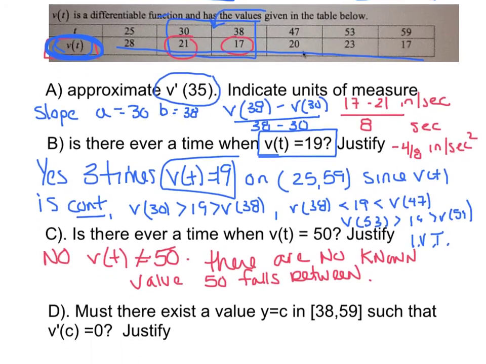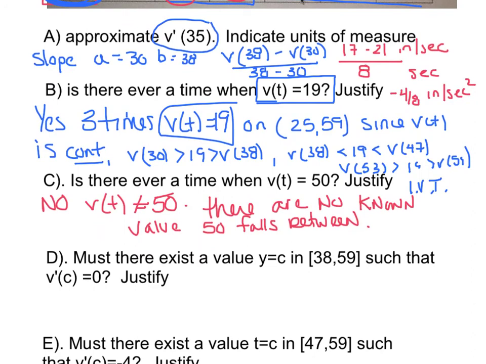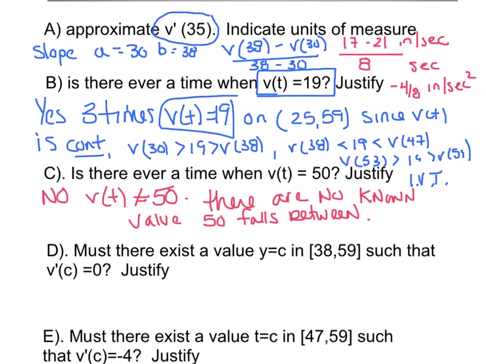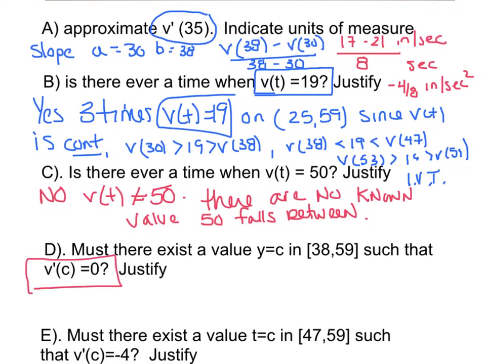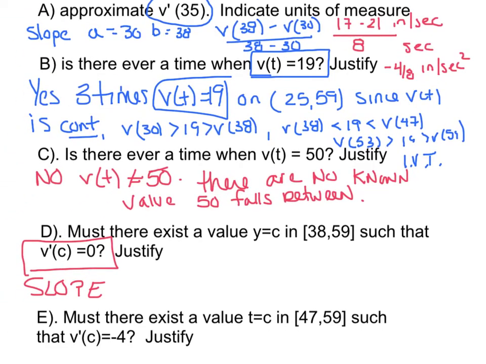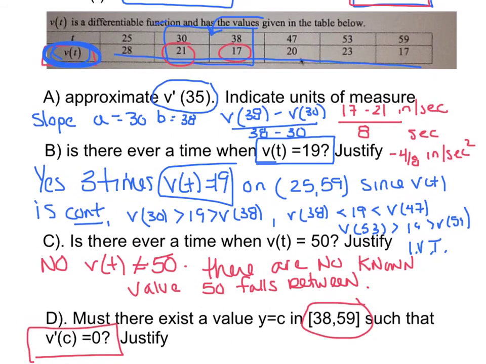All right, moving on. D, must there exist a value c on the closed interval 38 to 59 such that v prime of c equals 0? Now again, think about what they're asking. They're saying v prime this time, and you have a table of v. So again, slope has to be going through your head because you want the derivative of that table. Now the other thing they told us specifically was just look in the section 38 to 59.